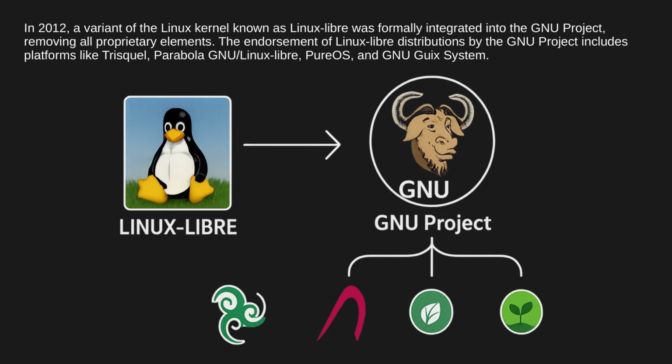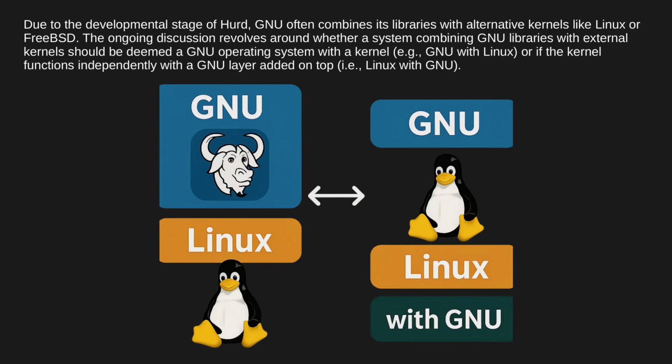The endorsement of Linux-libre distributions by the GNU project includes platforms like Trisquel, Parabola GNU/Linux-libre, PureOS, and GNU Guix System. Due to the developmental stage of Hurd, GNU often combines its libraries with alternative kernels like Linux or FreeBSD.